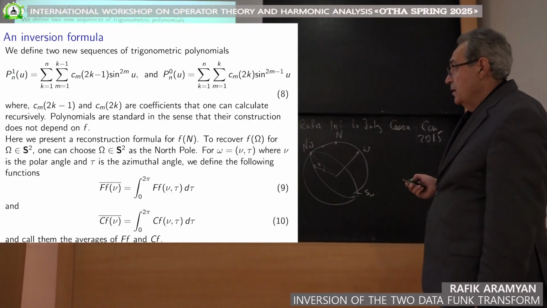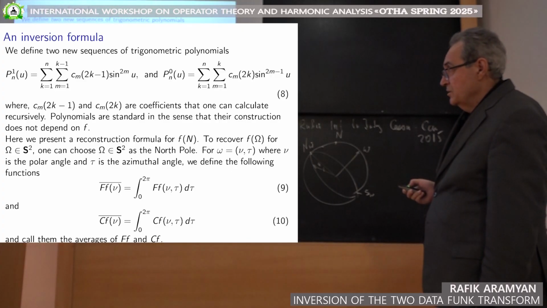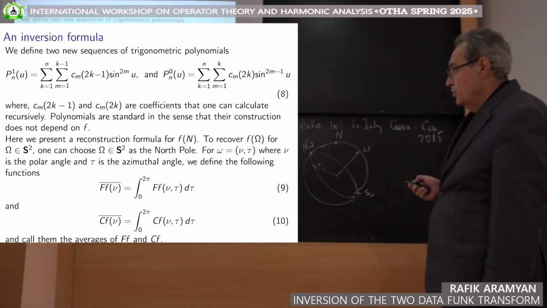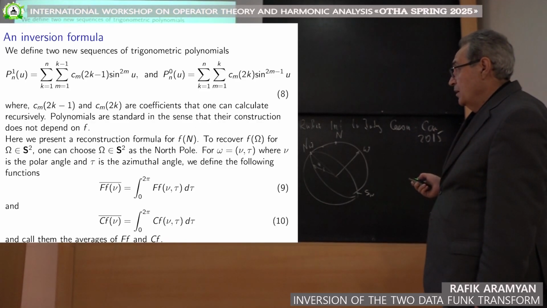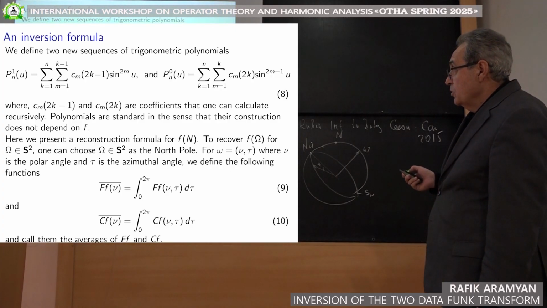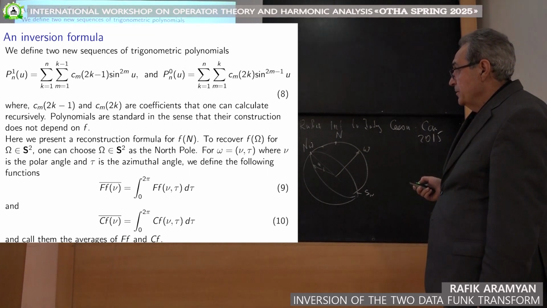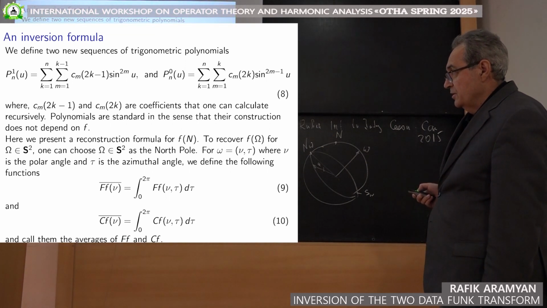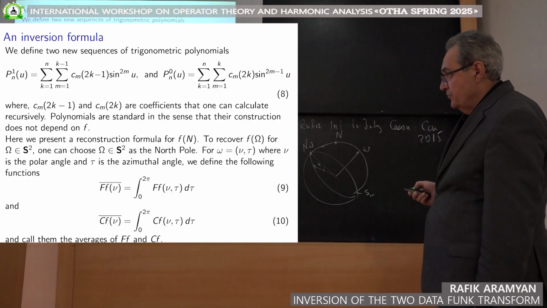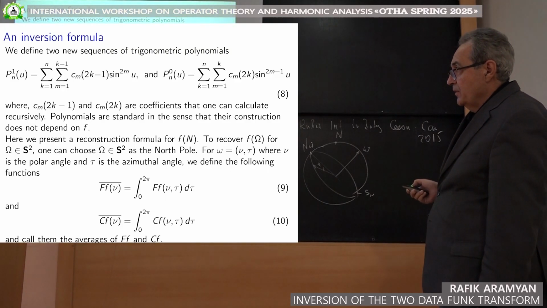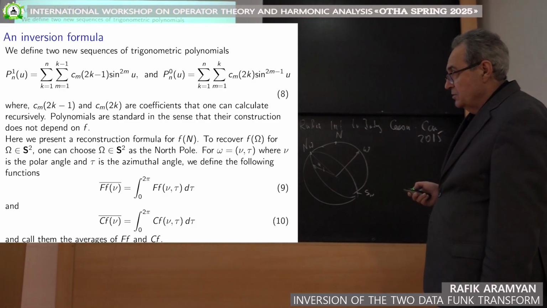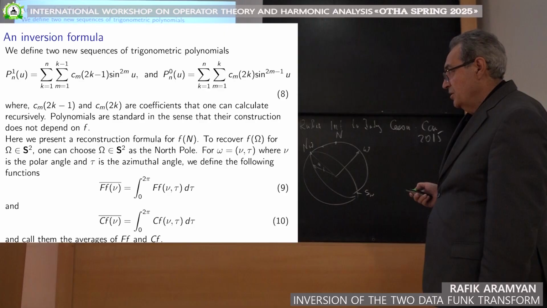Here we present a reconstruction formula for f at the North Pole. To recover f(omega) for another direction, one can just choose omega as the North Pole. I use usual spherical coordinates for the direction, nu and tau. Here nu is the polar angle and tau is the azimuthal angle. To recover f(omega), we define the following two functions. We have the transform and the weighted transform Cf. We consider their averages over the azimuthal angle. So consider these integrals and denote them this way. These functions are the averages of the transform and Cf.